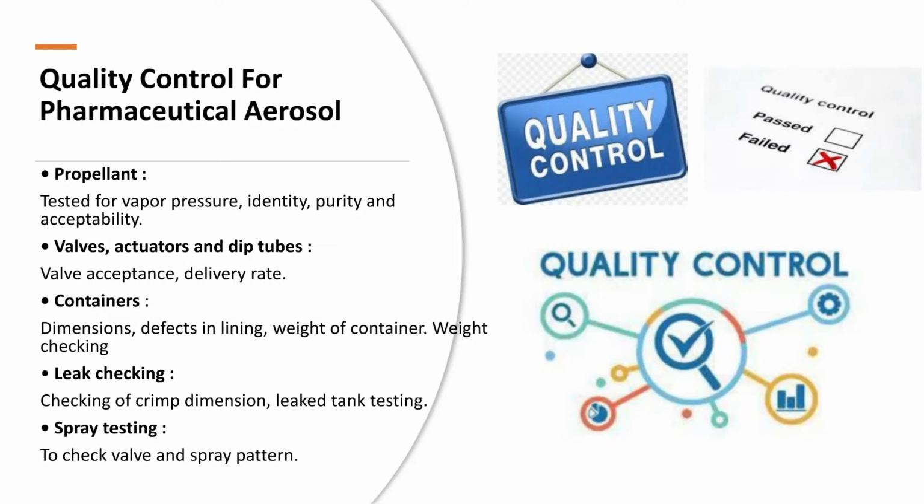We also need to check the containers. We check the containers for parameters like their dimensions, any defects in the lining, and weight checking of the product. We check the product for leak checking. Again, this is very important. Like in parenteral products, we do leak checking for aerosols also.